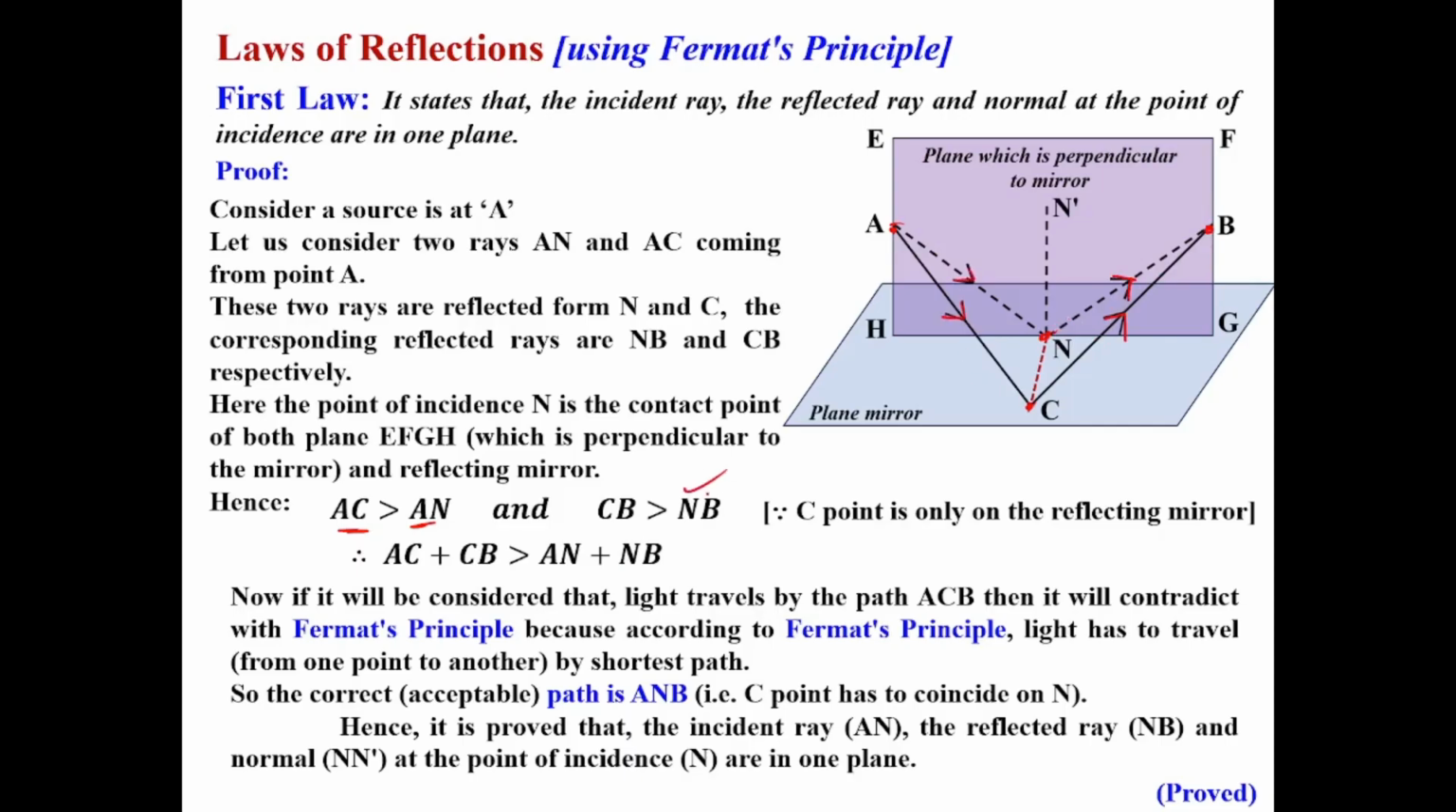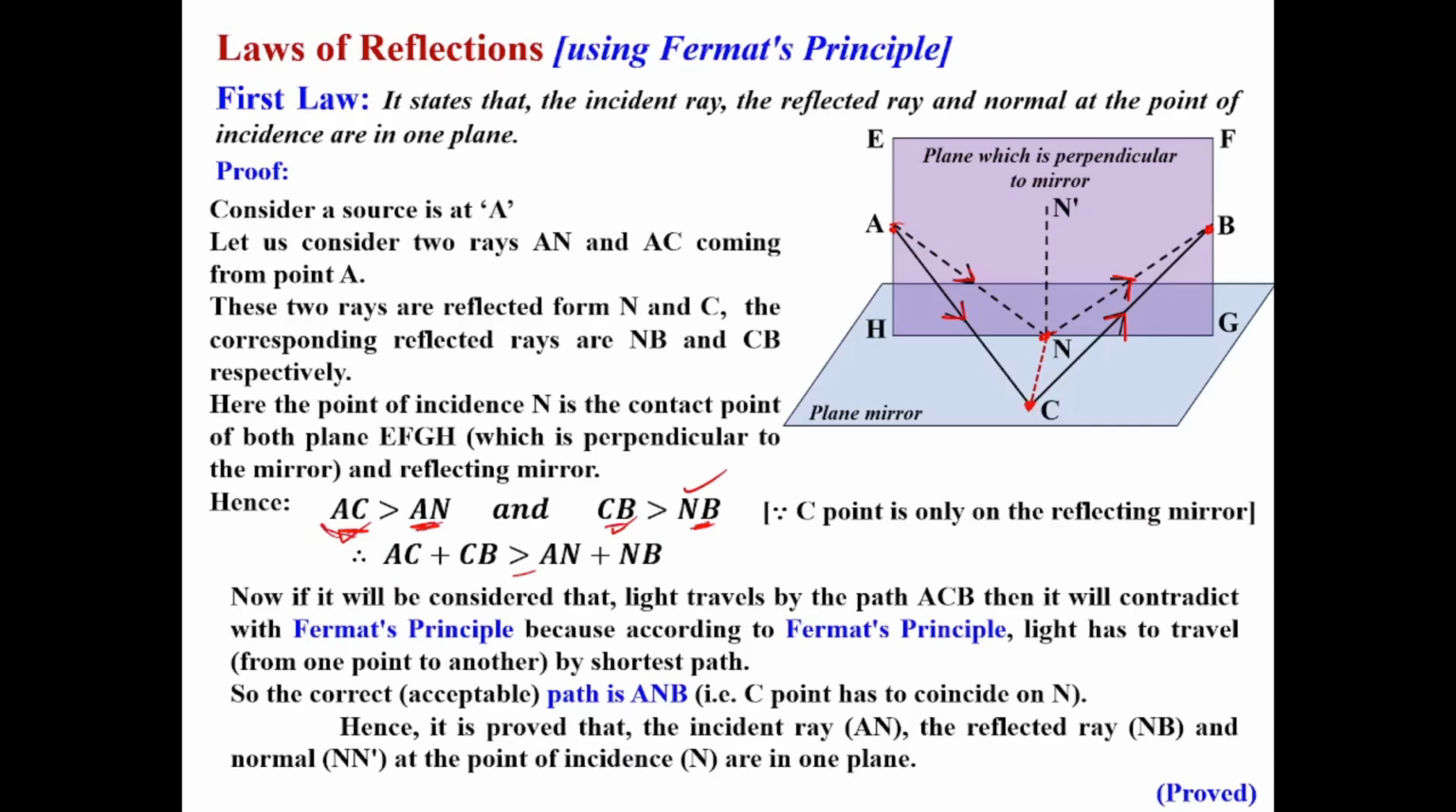Same thing I have written. Therefore, AC plus CB is obviously greater than AN plus NB. Here I have written that point C is only on the reflecting mirror. Point C is on the reflecting mirror. So only for that, AC is greater than AN and CB is greater than NB.